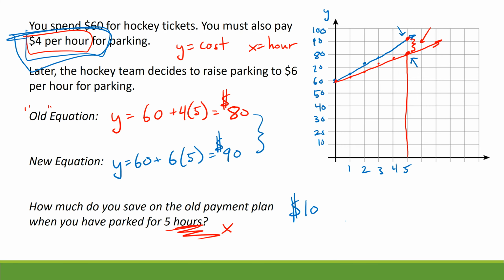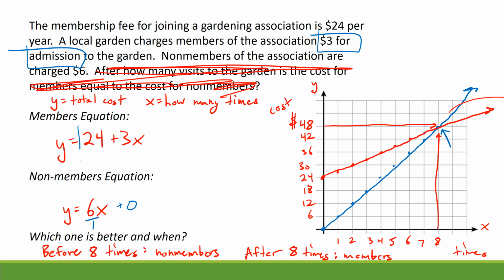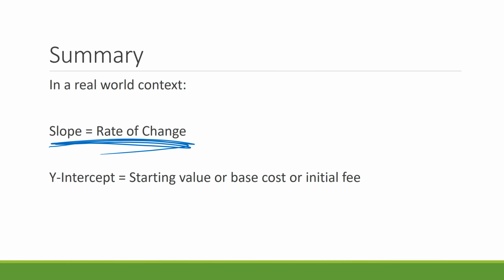The y-intercept, let's think about what that was. Here, when we started at 60, that was the y-intercept, and that was kind of my initial how much I was paying. I paid $60 for the tickets, and then after that, it became more with the parking. In this problem, I started off with 24. That was my membership fee. That was my initial cost. So in a real-world context, the y-intercept is kind of like the starting value or the base cost or the initial fee before I start applying this rate of change.